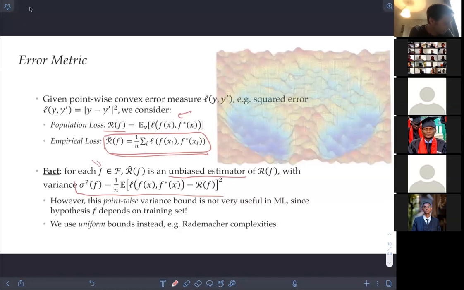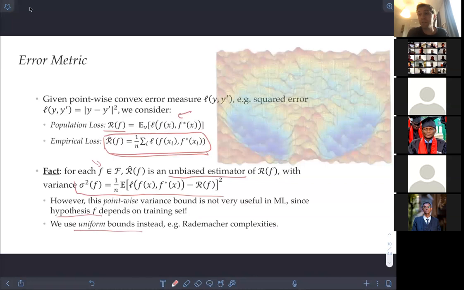Why? Because I cannot afford the luxury of fixing my hypothesis, right? The function f is a function that I will be using the training set to find a better one. So this notion of how the training and the test relate to each other, I cannot make it pointwise. I need to do something instead that is called a uniform control.